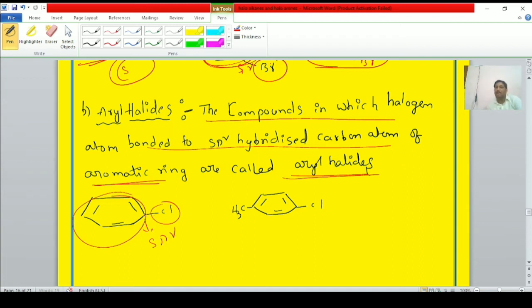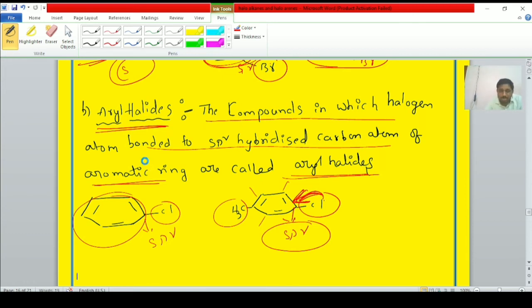Are known as aryl halides. Here also, the halogen atom is bonded to the sp2 hybridized carbon atom of the aromatic ring. Whatever may be the groups present, students, we are not thinking about that group. Only the halogen atom bonded to the sp2 hybridized carbon atom of the aromatic ring, those compounds are called aryl halides. Clear, students?